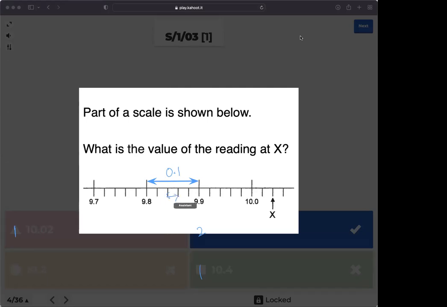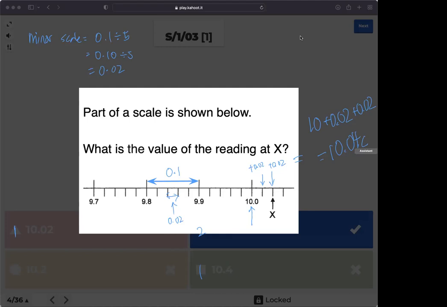So the minor scale, let me write down here, will be 0.1 divided by 5. Are you able to do this without a calculator? Which is the same as 0.10 divided by 5, you'll get 0.02. So this minor scale is 0.02. And since this is 10, here you plus 0.02, you plus another 0.02. Therefore, what is the answer? 10 plus 0.02 plus 0.02, you'll get the answer 10.04, no unit.